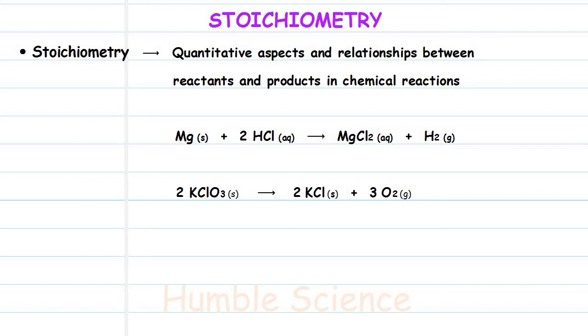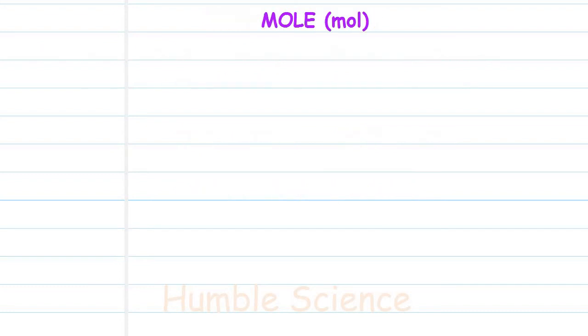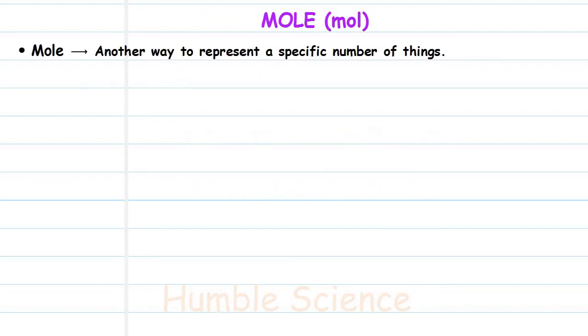But before we dive into stoichiometry and this chemical reaction in detail, we will first need to understand the fundamental basics of stoichiometry. And we will start with mole. So what is mole? Mole is simply a way to represent a specific number of things.